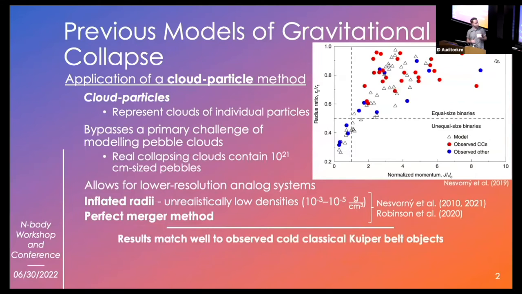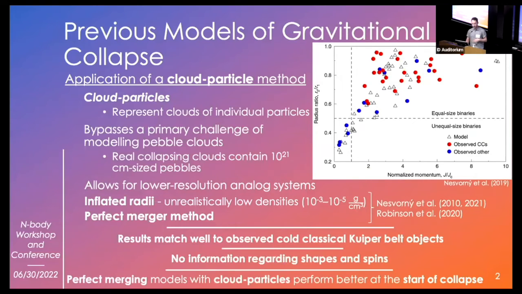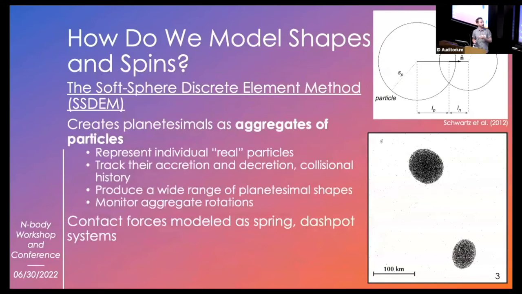And the results of these simulations match relatively well to observed cold classical Kuiper belt objects, or the most pristine planetesimals left over from the onset of the early solar system. But there's no information regarding their shapes or spins. So effectively, we could say that the perfect merging models with cloud particles perform really well at the start of collapse, but perhaps not so much at the end, which is where my research effectively came in.